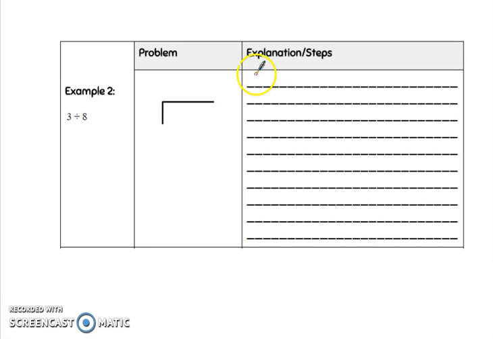I'm going to give you a little bit of background. The dividend is 3, and the divisor is 8. So let's set this up. 3 divided by 8. 3 is the dividend, 8 is the divisor.